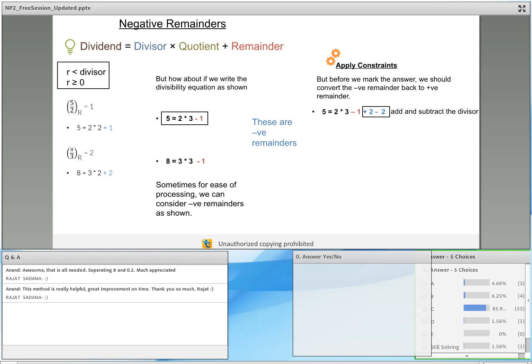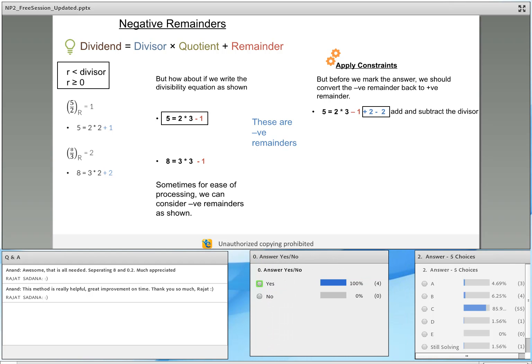Everyone with me so far? Just this equation. All right, we just said 5 is 2 times 3 minus 1, and then we added a plus 2 and minus 2, on the right hand side itself. Now all we are doing is rearranging the terms. So we got the minus 2 closer, closer.